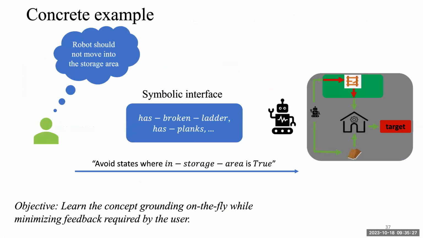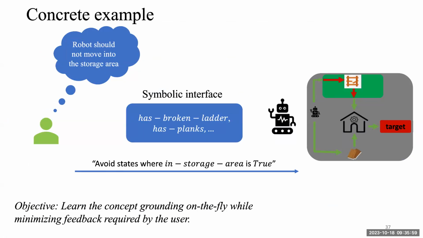So again, let's start with a concrete example. This will be our running example. We have here a Minecraft domain. Here the agent's task is to create a ladder and put it at the target. There are two ways to do it. One, it can pick up planks from here, craft the ladder, and then put it at the target. Or it can go in this storage area, denoted as this green box, pick up the broken ladder, repair it, and then put it at the target.